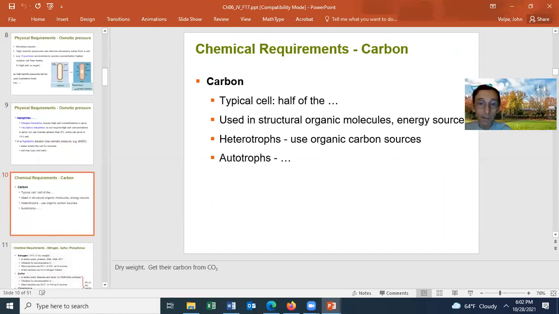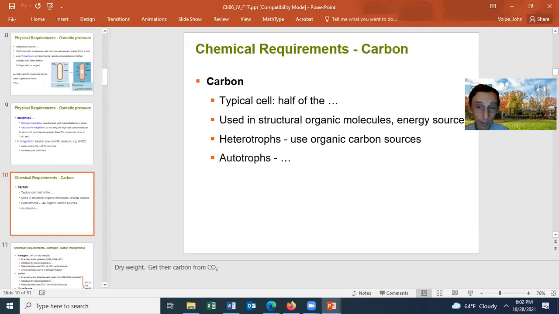All organisms have a carbon requirement. Carbon typically is half of the weight of a dry cell. So once you remove the water from the cell, carbon is about 50% of the weight of almost all dry cells. Carbon is used as a structural molecule, as an energy source for the cell.